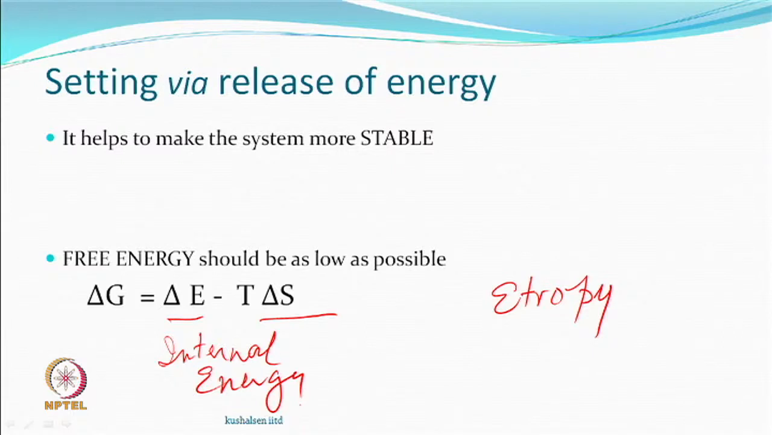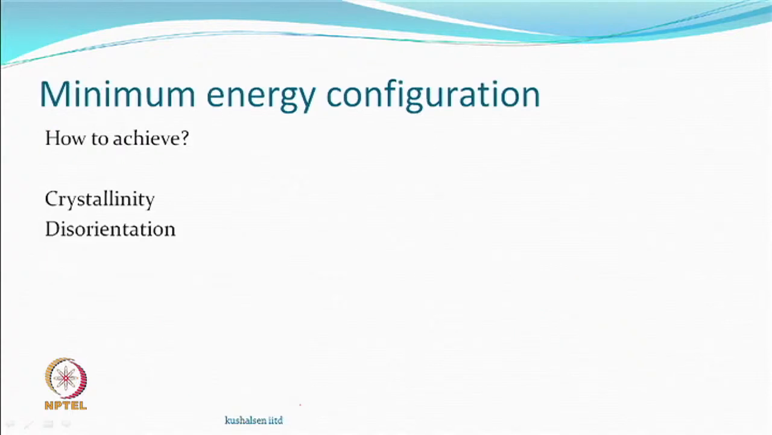Now we have to see in our terms, in the fiber terms, in the yarn terms, what they mean. What it obviously means is that if you want any state to be more stable, delta G should be negative. That means release. Whatever was the energy level, if delta G is negative, we can be quite assured that we are going towards a stable state. So how do we achieve our goals? We have to go to what we call a minimum energy configuration.